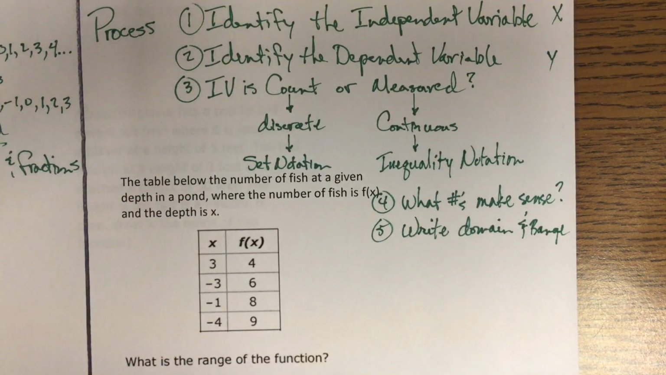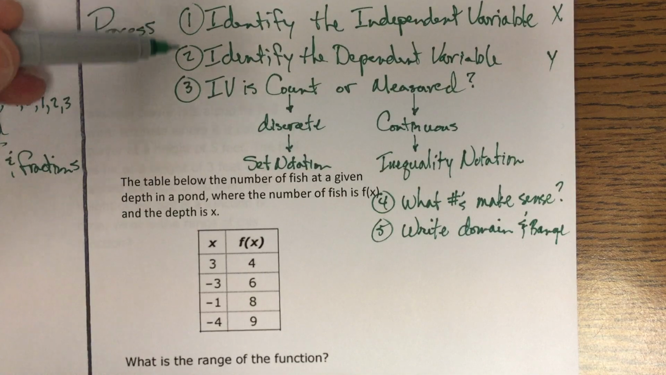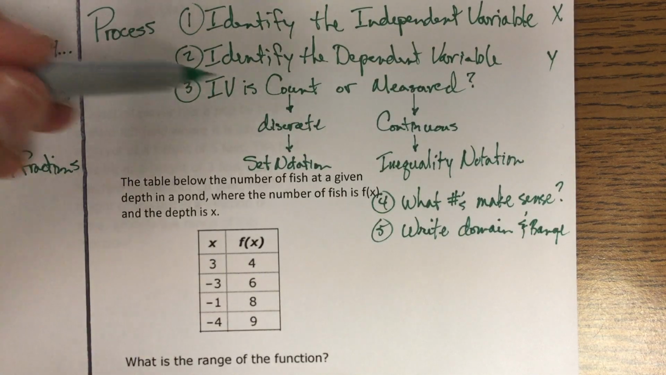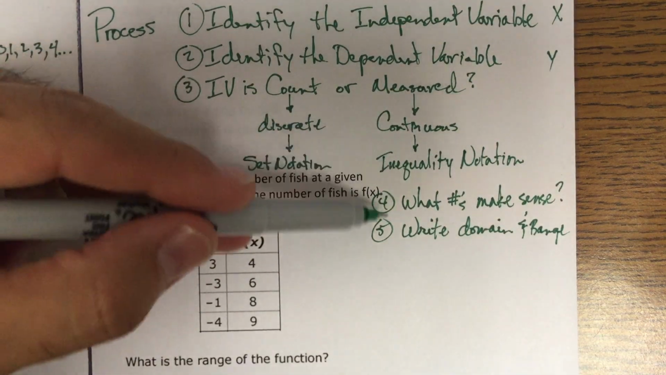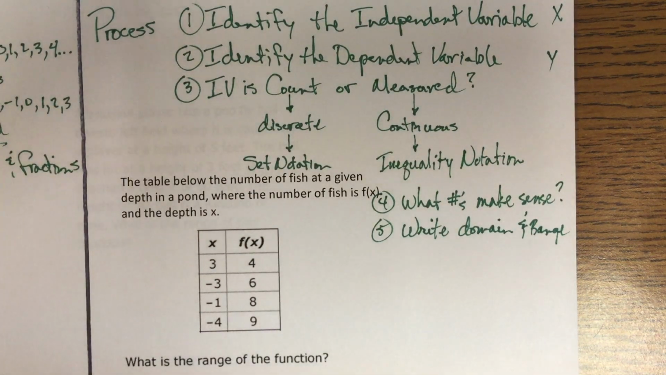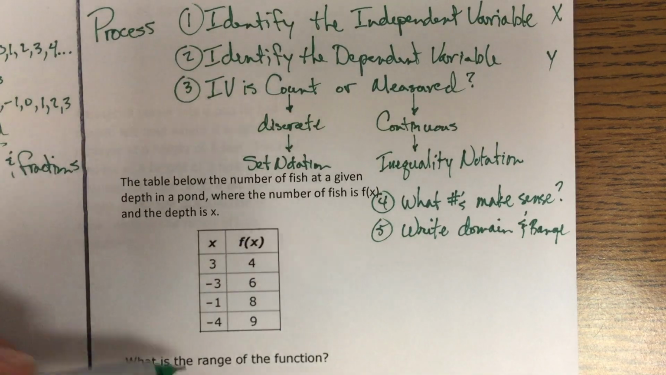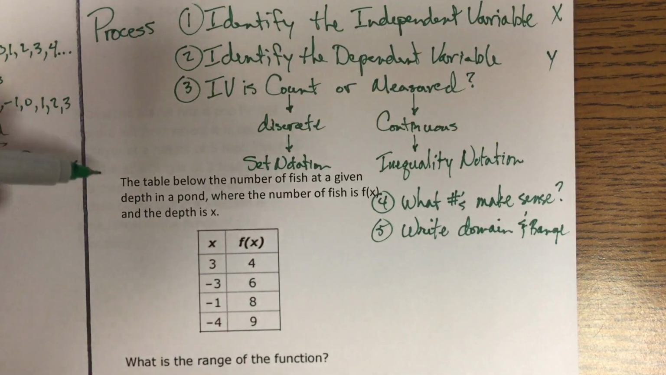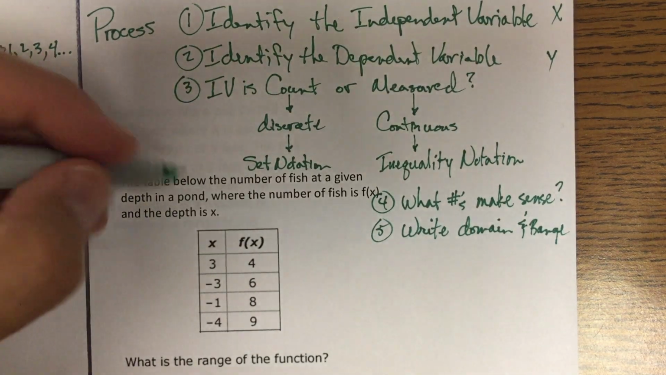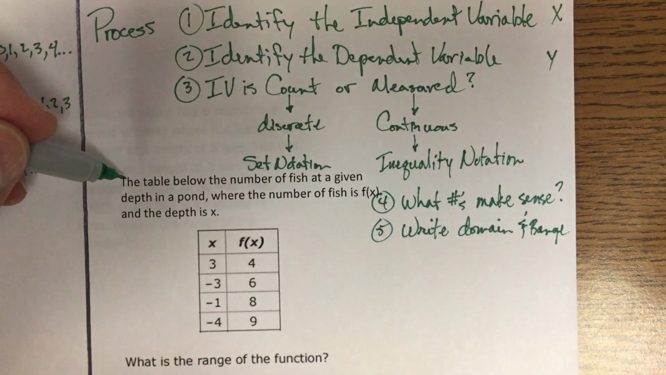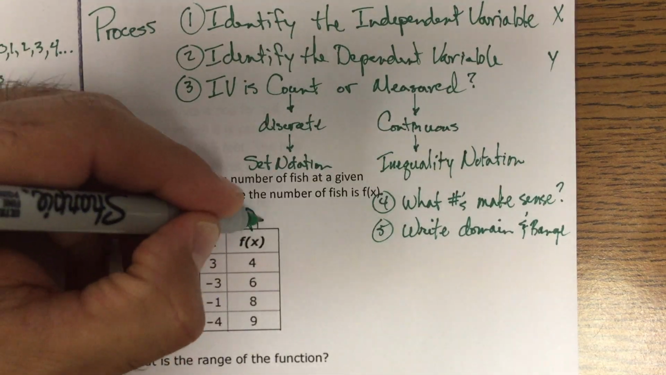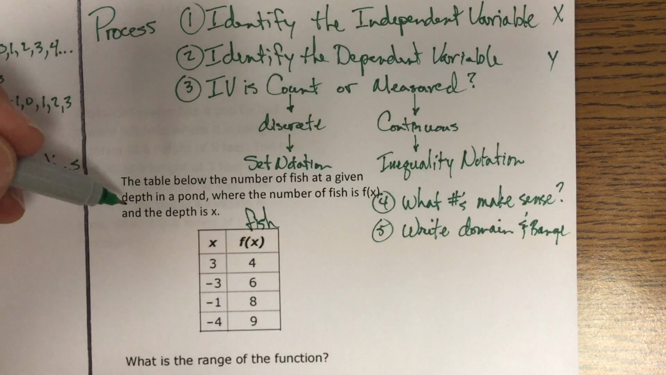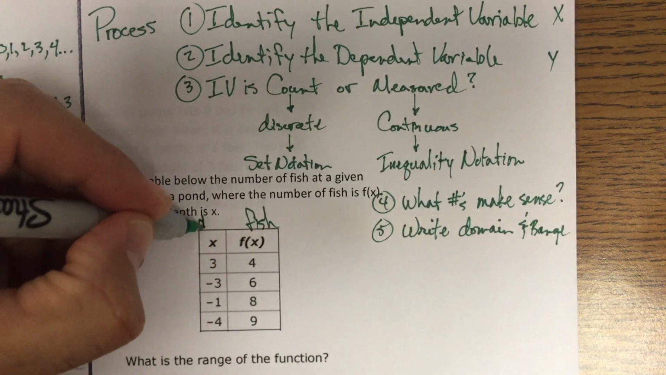We need to identify the independent variable, identify the dependent variable. Is it counted or measured? And that tells us what notation to use. And then we have to figure out what numbers make sense, and then we can write the domain and range, or in this case, just the range. The table below shows the number of fish at a given depth in a pond, where the number of fish is f of x, so this is fish, and the depth is x, so this is the depth.